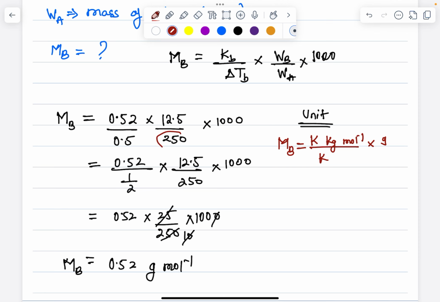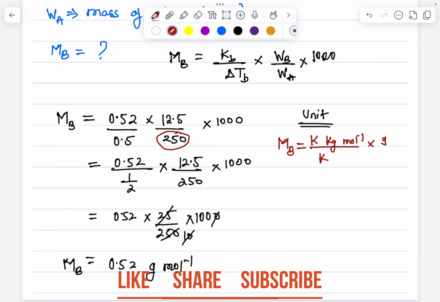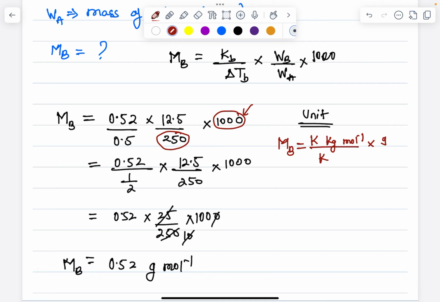and this is the mass of the solvent, which is in gram, and along with this multiplier, this is a conversion factor which makes it kilogram. 250 means it is as good as 0.250 kilogram, because the definition of molality is number of moles of solute upon mass of solvent in kg. So what will get cancelled? Kilogram, Kelvin, Kelvin. What remains is grams per mole. Therefore Mb is equal to grams per mole.